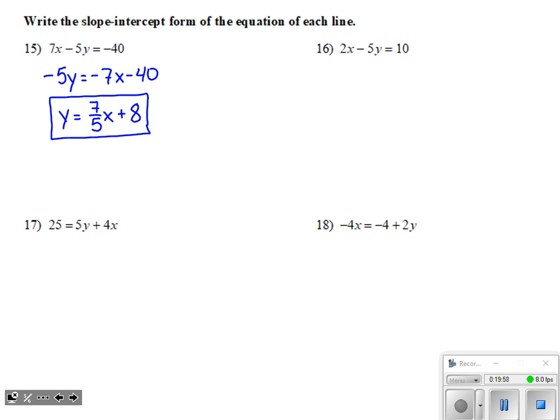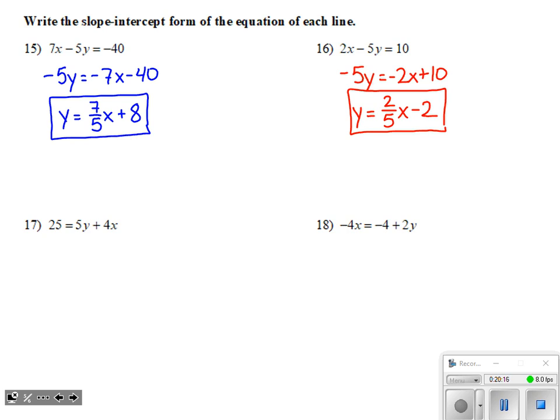For number 16, here I'm going to subtract 2x from both sides. And then divide everything again by negative 5 to arrive at that final answer.